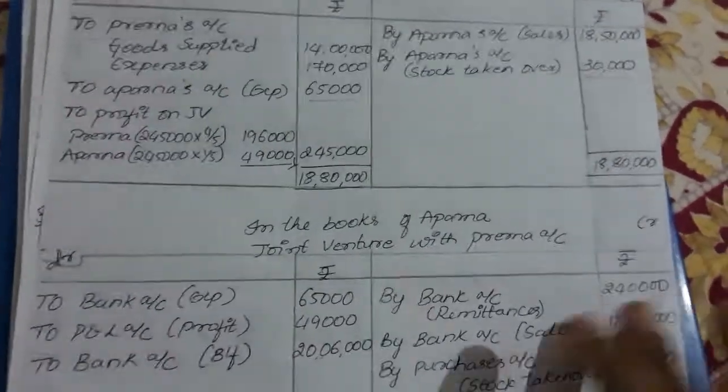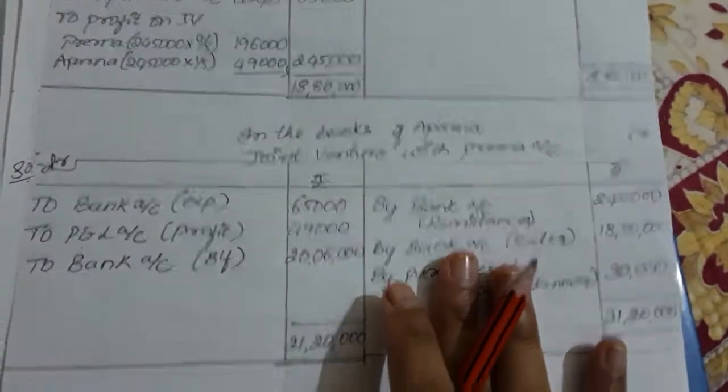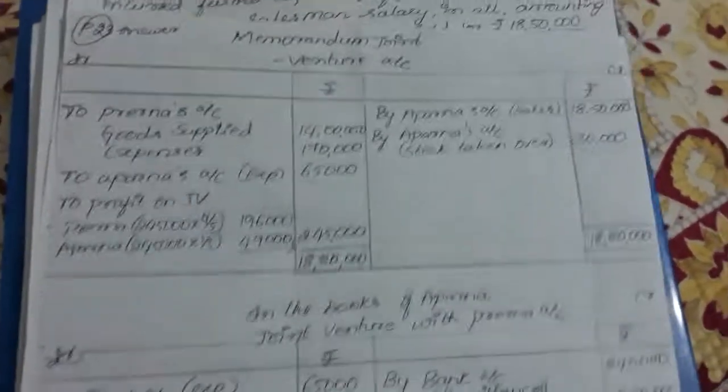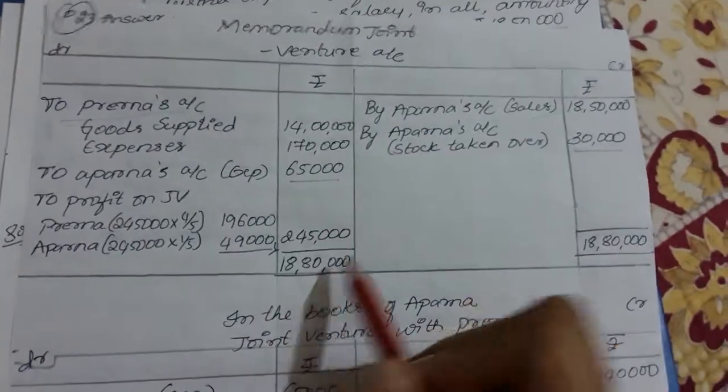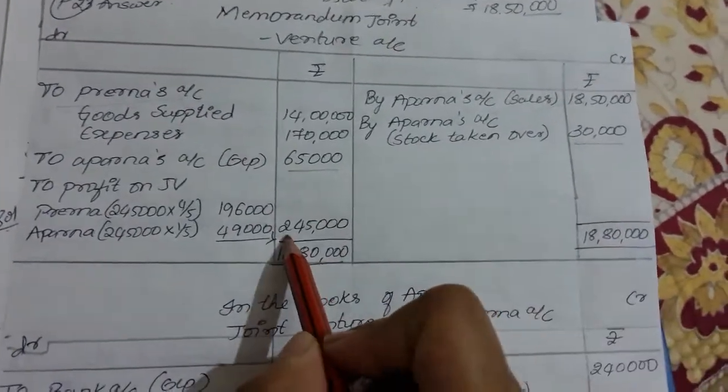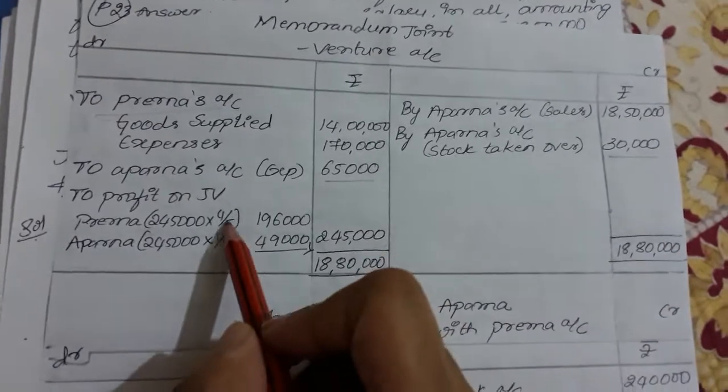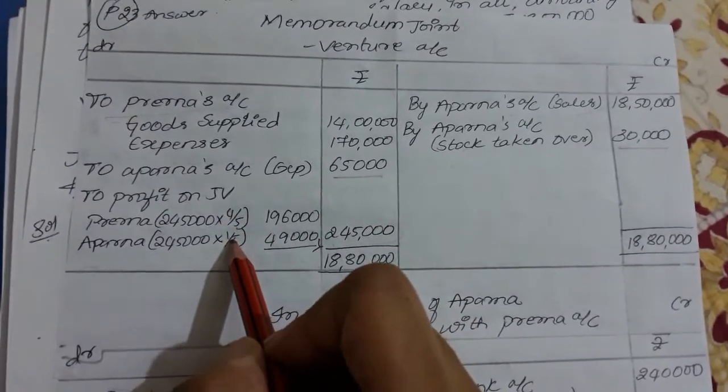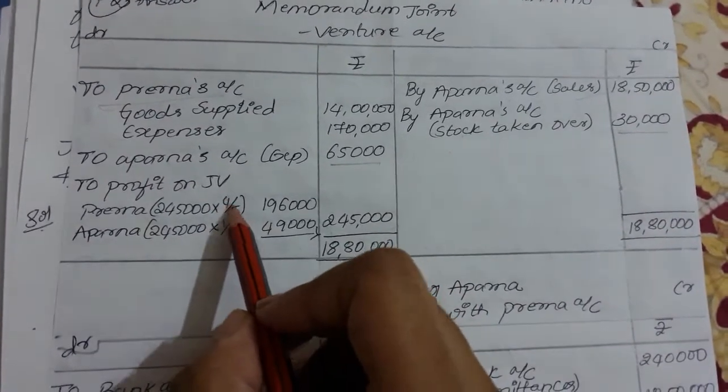We will be recording that in the personal account of the co-venturers, right? Here you can see it is 18,80,000 on both sides. 2,45,000 is the profit that needs to be divided between both the co-venturers in the profit sharing ratio of 4:1.